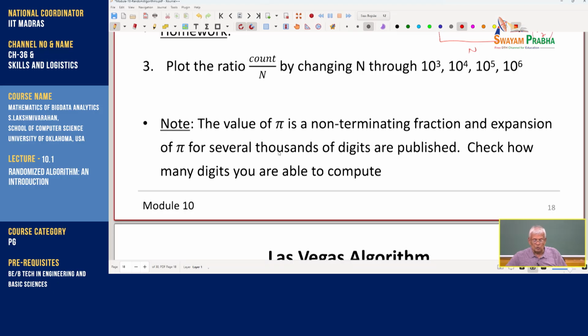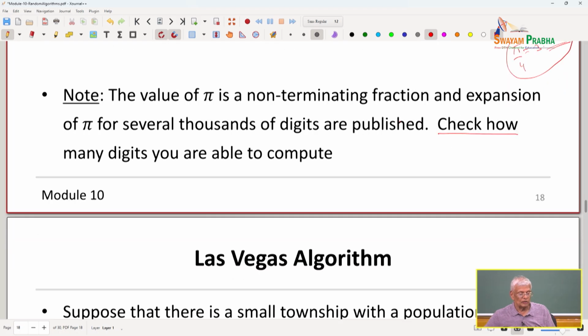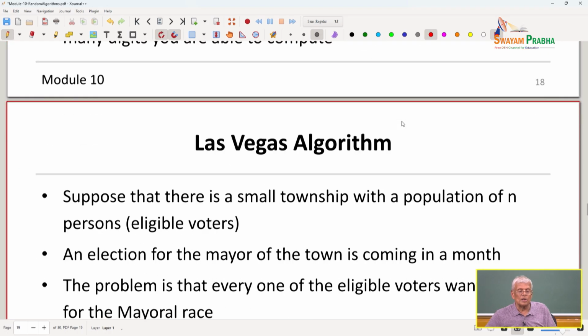The expansion has been known for thousands of digits and is published. I would like you to check the internet to see how many digits of pi we already know. It runs in millions. So I don't want you to use a large number of digits. You use a 4-digit or 5-digit expansion for pi. So approximate pi by 3 point something up to 5 digits, divided by 4. So you get the number. You check the estimate and see how close your estimate is to pi by 4. That's the simulation experiment I want you to do.